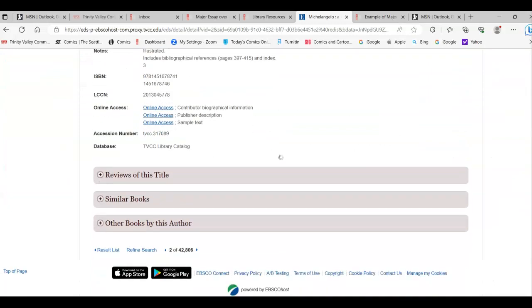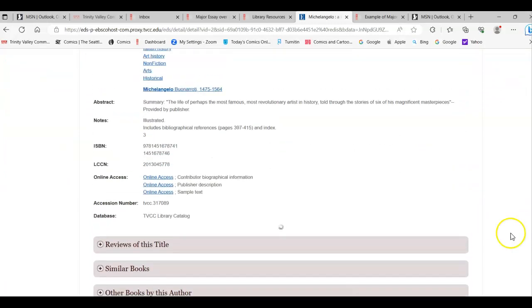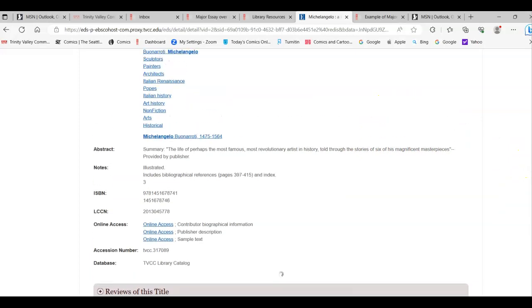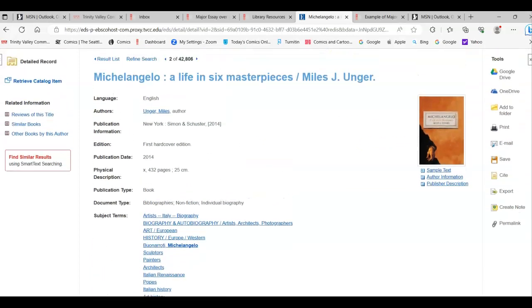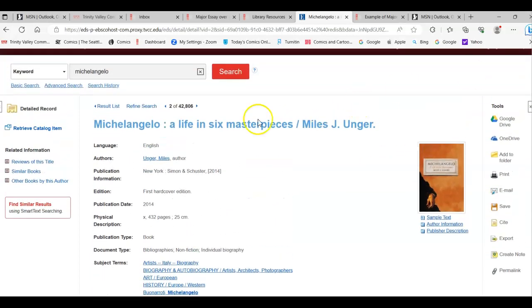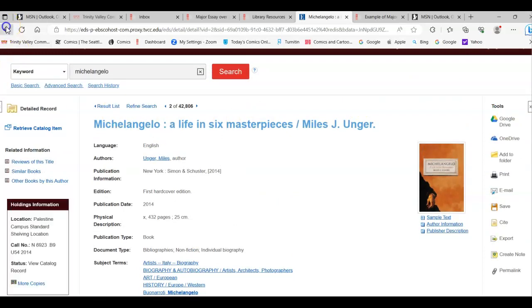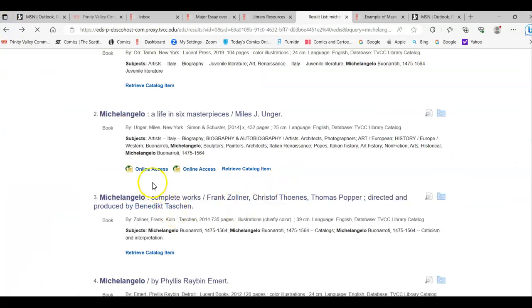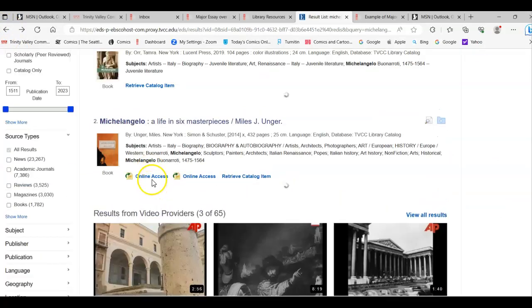It's still trying to call it up here. There you go, summary. The life of the most famous, most revolutionary artist, told through the story of 6 of his magnificent masterpieces. So remember, you were asked to choose one example from each of his eras. That gives 6 here. And so again, this is a book, and you can actually access it online. If I can click on that one.